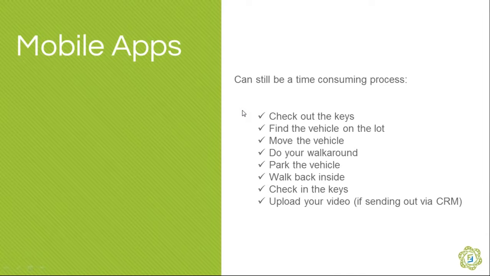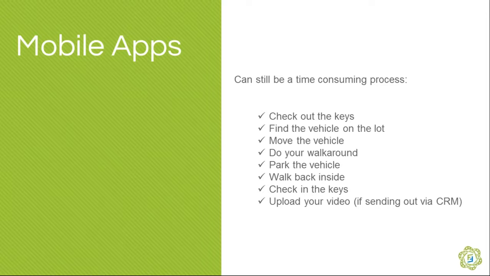As I mentioned before, there's mobile apps out there that you can use that will at least cut out some of the time. You still have to walk out and find the car, check out the keys, and move the vehicle and so on. But at least once you're done, you can text or email right there from the mobile app. You don't have to come back in.